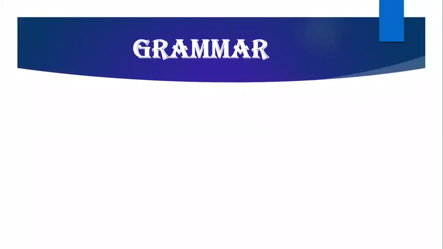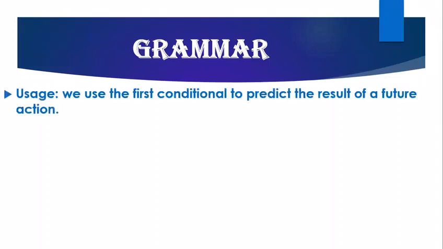We studied the zero conditional, and we discussed it, and I told you that we have four types of conditional sentences, right? We studied the zero conditional, and today we are going to study the first conditional. Okay, let's start now.